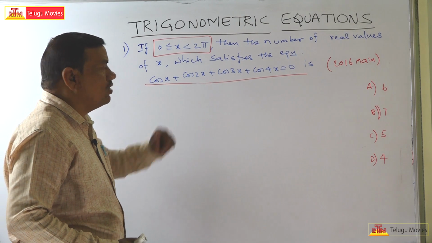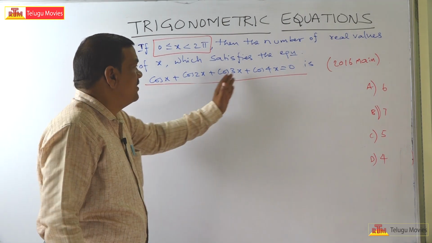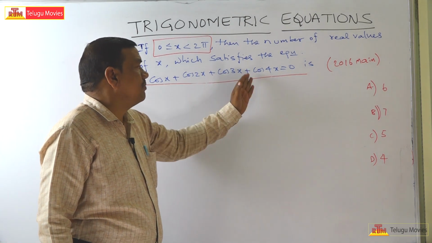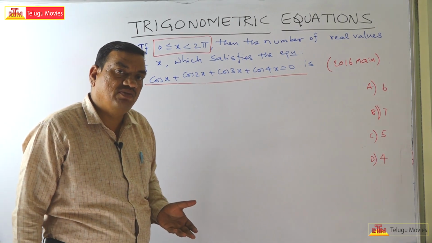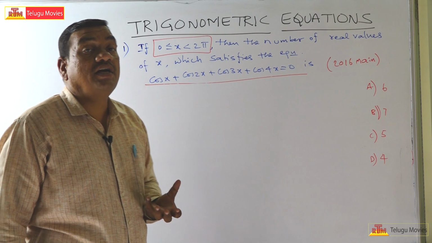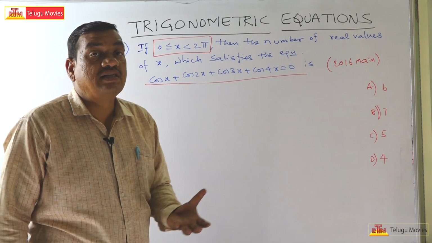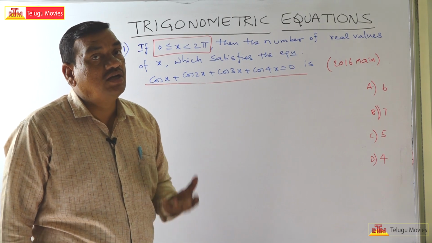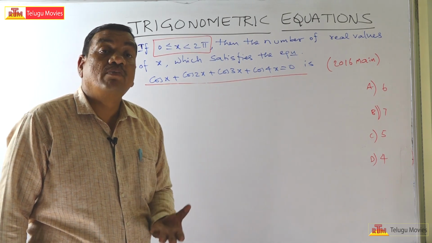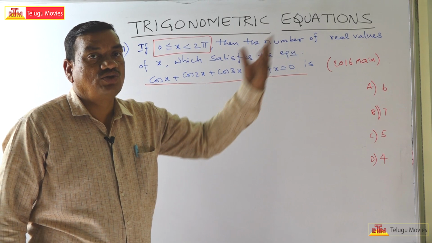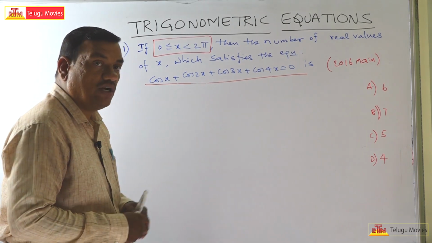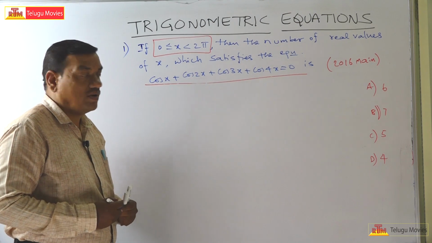To solve this type of problem, see that the trigonometric ratios are in a sum, with plus signs and minus signs. So you have to make the sum into a product. How to do this? This can be done using the transformation formulas. Just 4 or 5 classes back I explained about transformations, so let us go through those formulas once.